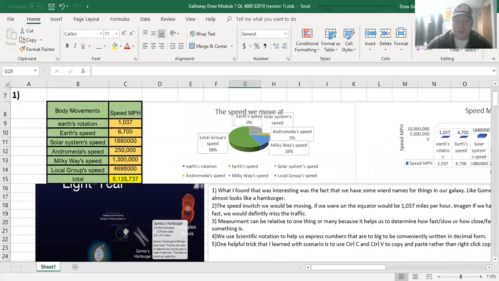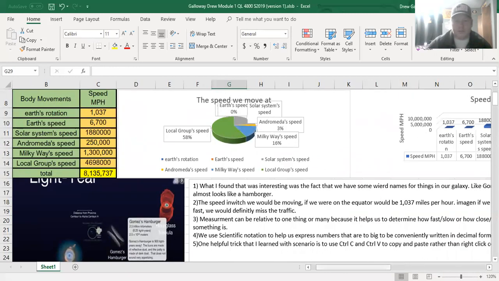The speed at which we would be moving if we were on the equator would be about 1,037 miles per hour. And imagine if we had a car that would go that fast, we would never really have to be waiting on traffic. Measurement can be relative to one thing or many because it helps to determine how fast or how slow or how close or how far something is.